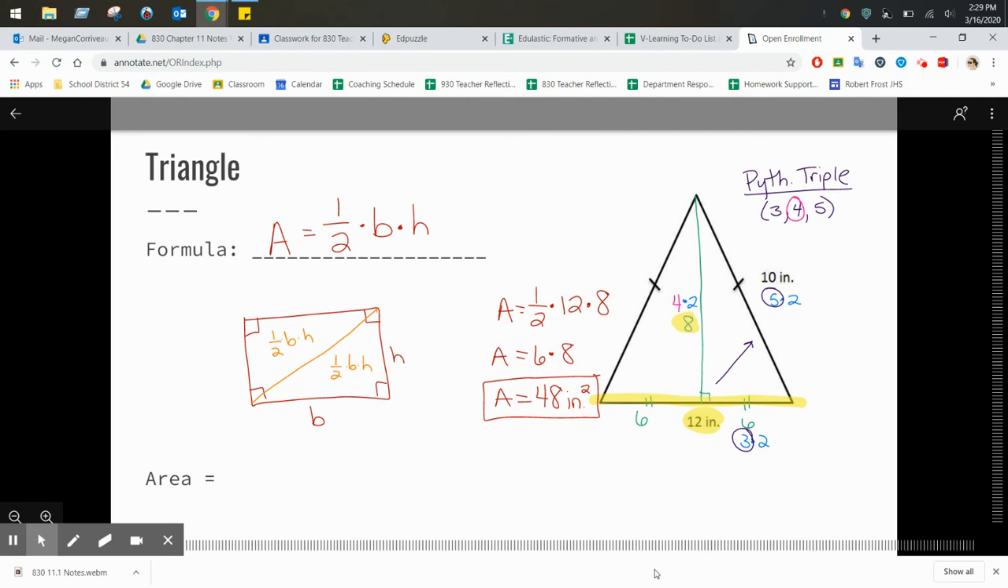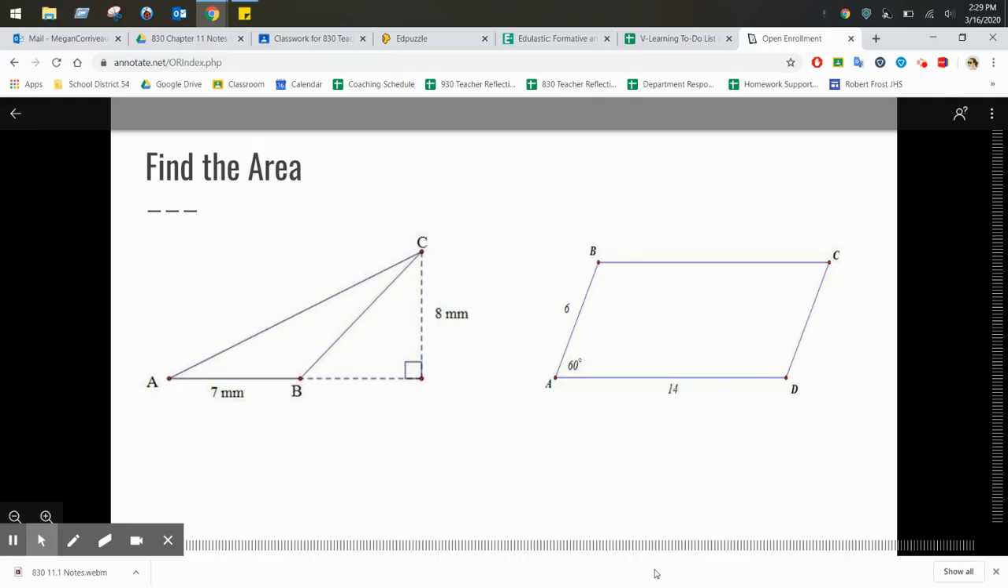So you won't always be given the height. You may have to do a little work to find the height, but hopefully all of our work with those right triangles really helps you out here for these problems as well. All right, those are the formulas we're talking about today. Now we have a little bit of practice. So we've got 2 practice problems here.